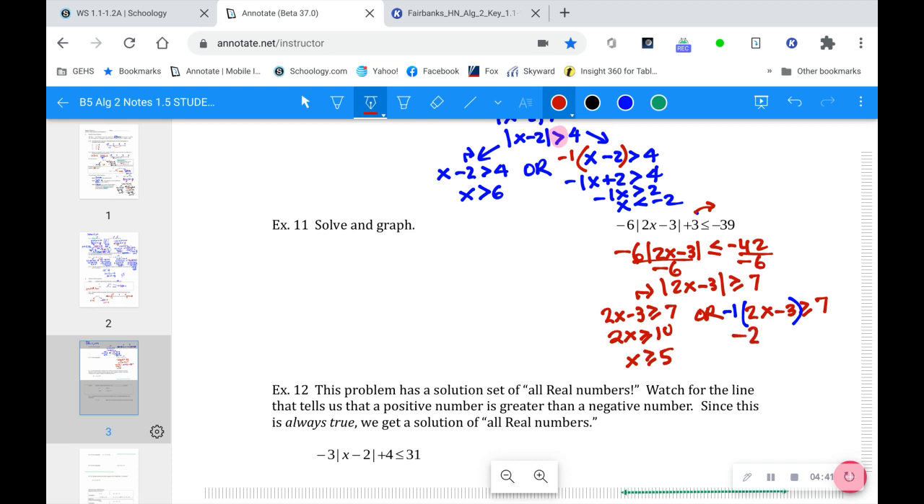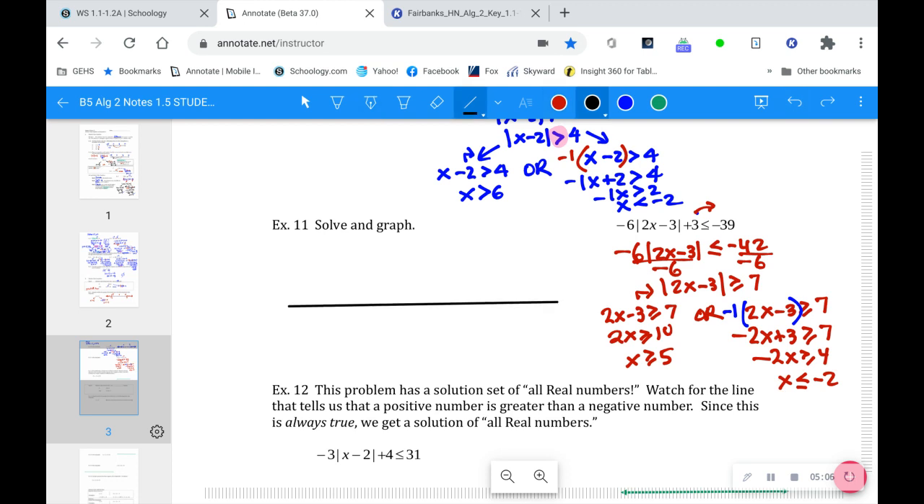Let me distribute here. Subtract 3 on both sides. Divide by -2, which turns the inequality the other way. And so now I know I've got the numbers that are bigger than or equal to 5, or on the other end, the ones that are less than or equal to -2.